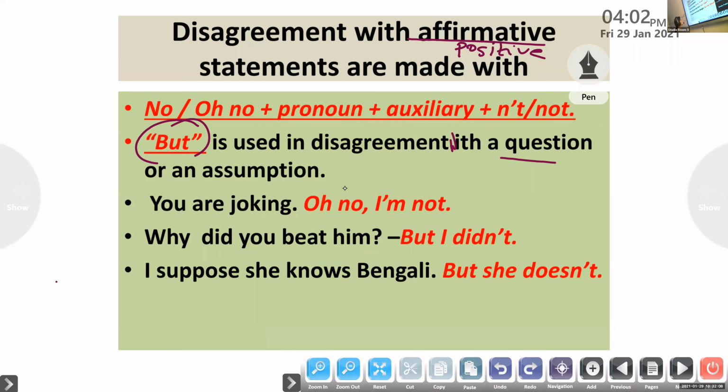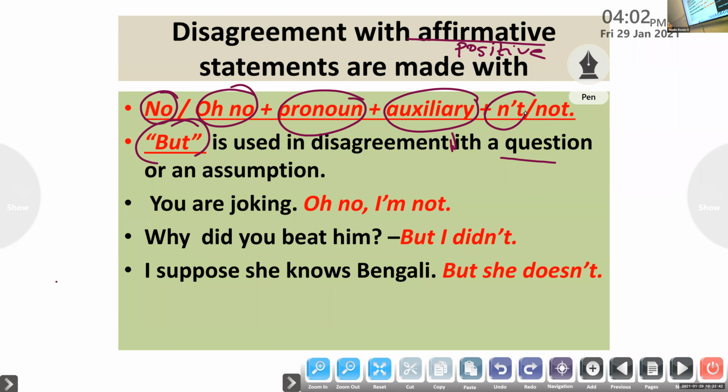It is not a question. Look at here, children. This is not a question. This is a statement which is starting with a subject, verb, object pattern and ending with a full stop. So such a statement, if you disagree with a positive statement, you should use either no or oh no, followed by a pronoun, auxiliary verb, n't or not. So what will be your answer? You are joking.